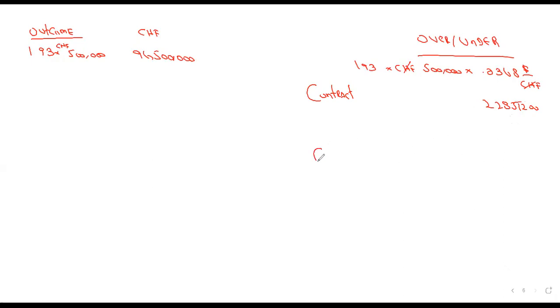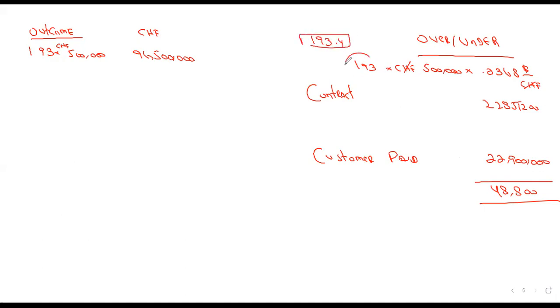Now, what did our customer pay? $229,000,000. What is the balance? $48,800. Now see guys, our actual number of contracts was coming 193.4. We have taken 193. So this is the under hedge.